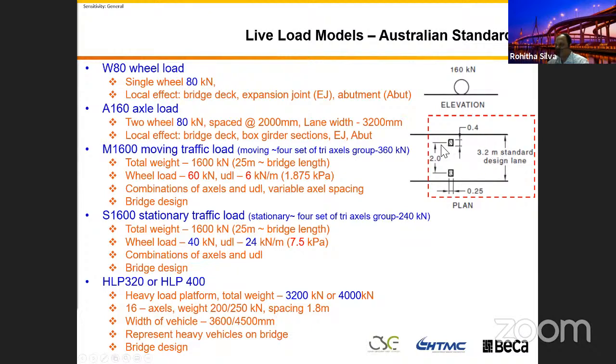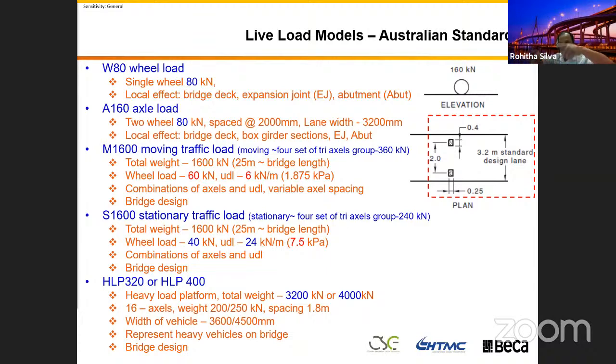That means from the center to center between the wheels is 2 meters. From center to the edge of the lane, we call 0.6, 3.2. We call this the standard design lane. This is an imaginary lane. This is not the carriageway.